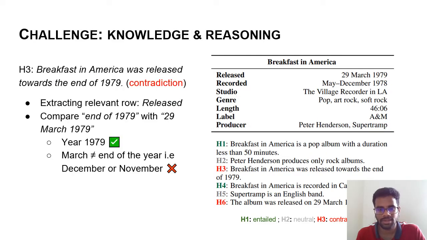Not only arithmetic reasoning, the model also requires other reasoning skills, such as in the example Breakfast in America was released towards the end of 1979. After finding the relevant row, released, the model needs to compare the end of 1979 with the 29th March 1979. The model also needs to have the common sense knowledge that the end of 1979 is not 29th March 1979. So the model now needs to predict the statement as a contradiction.